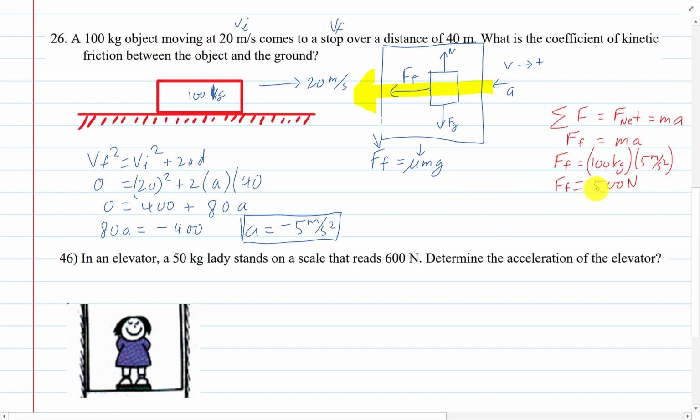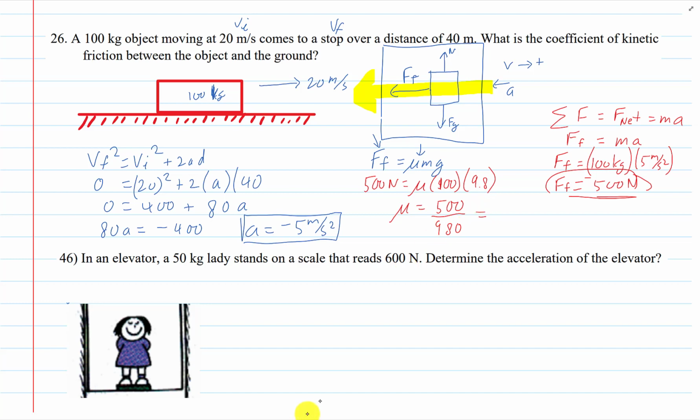Nice. So we now have this, and you can say negative because it's the opposite direction. It's always opposing motion, so negative. I'm just going to write down 500 newtons here is equal to mu times the mass of 100 times 9.8. So mu is going to equal 500 divided by 980.